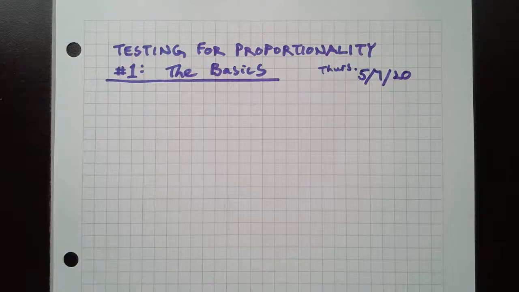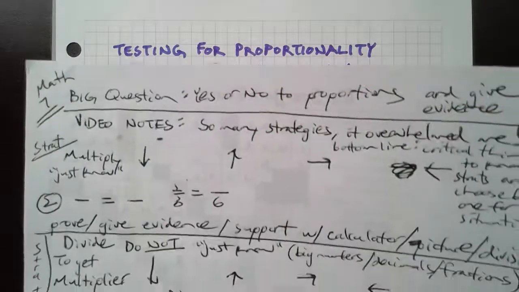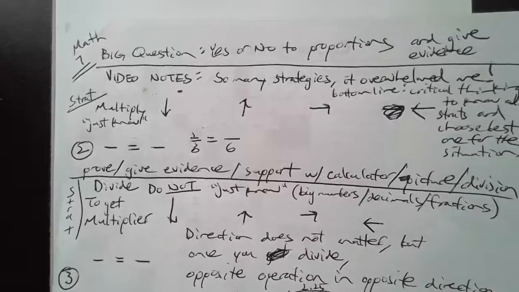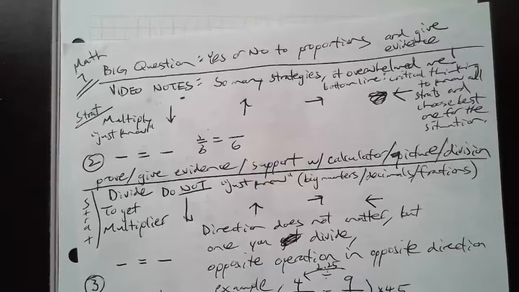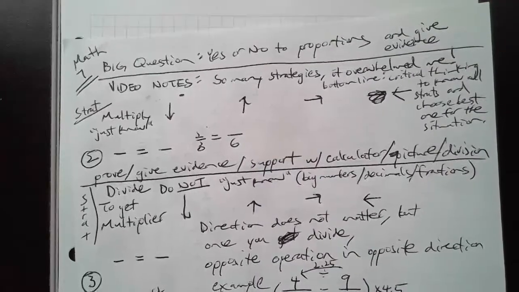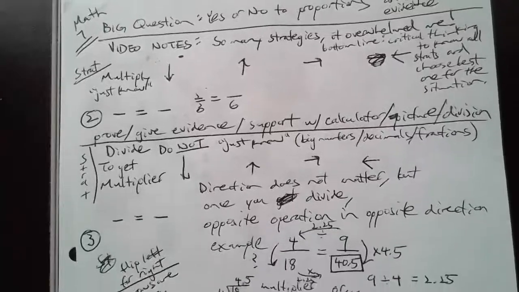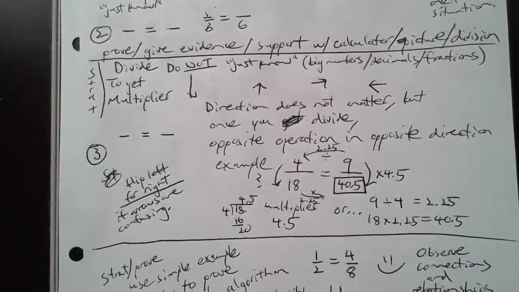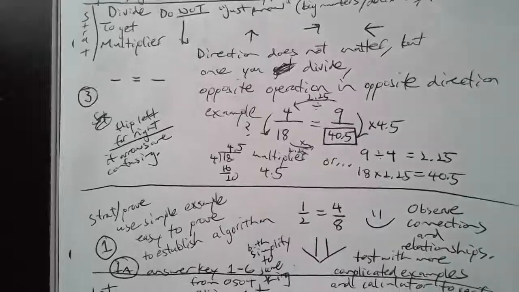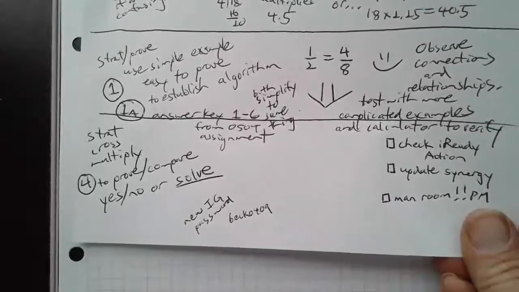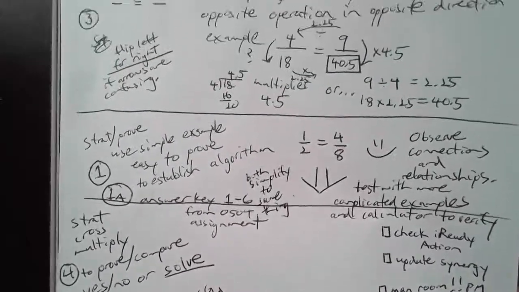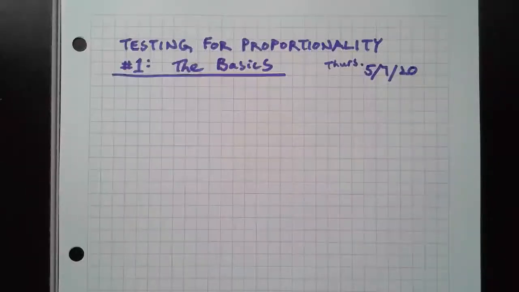Anyway, as you may have seen earlier today on my Instagram post, I started with a big question regarding this week's lesson for 7th grade math: yes or no to proportions, and give evidence. But then I started thinking of all the different strategies, from I just know it to I don't know it, so I'm going to divide, to cross multiplying, to just so many strategies. And I thought, well, that's too much for one video, so I better start with something easy and then make more videos if I need to.